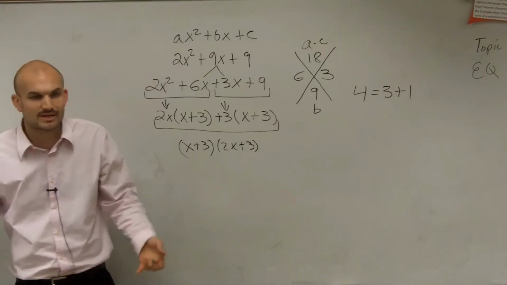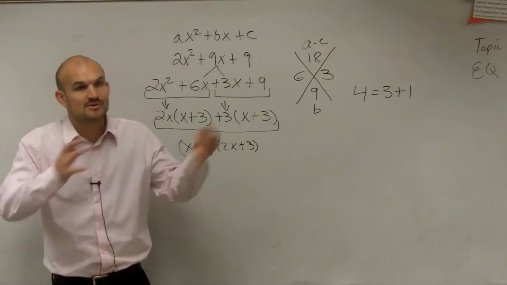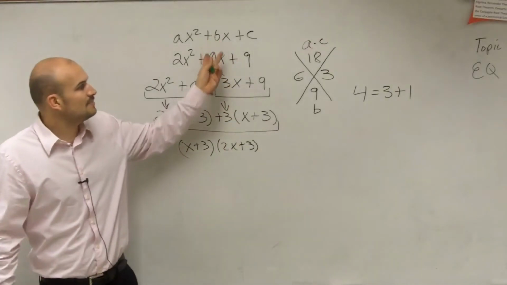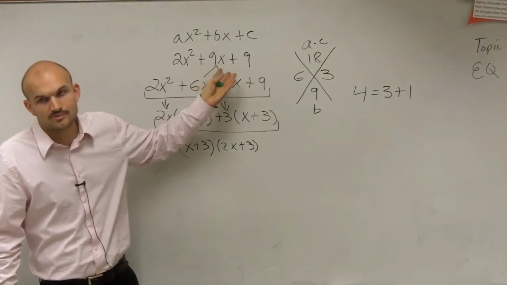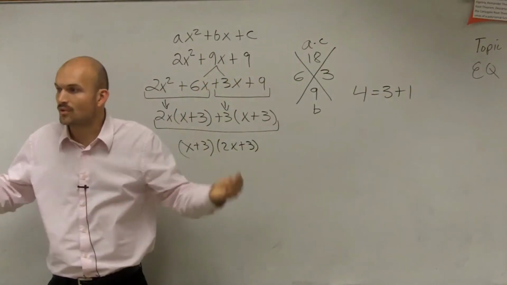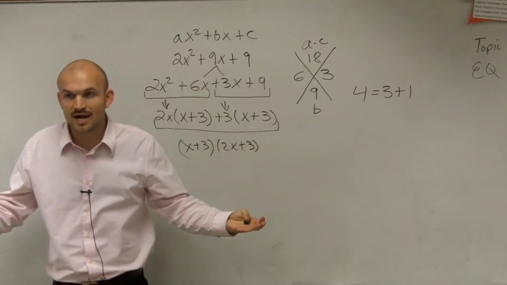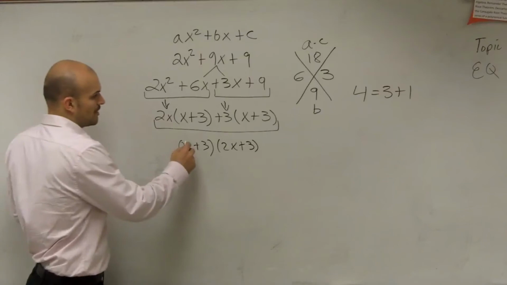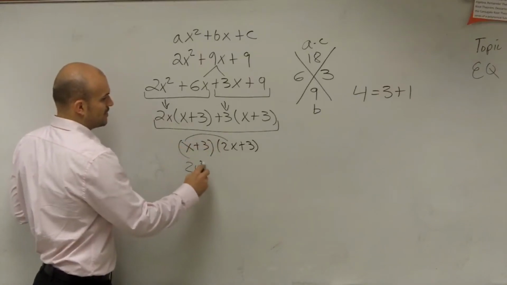It's like going back to when you solved equations, you plugged the numbers back in, right? Factoring means taking an expression and writing it as a product. So if you're writing it as a product, why don't we multiply it and see if it works? So x times 2x is 2x squared.